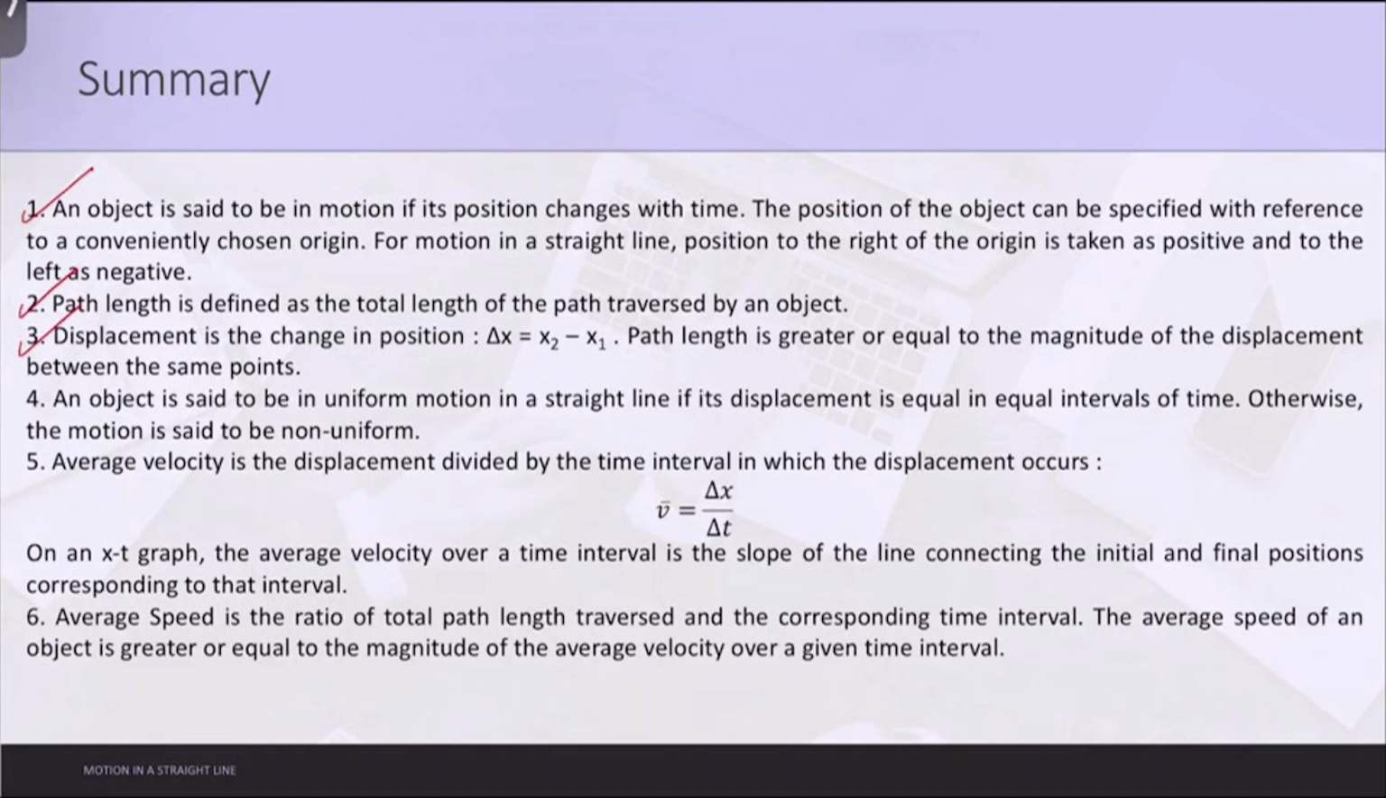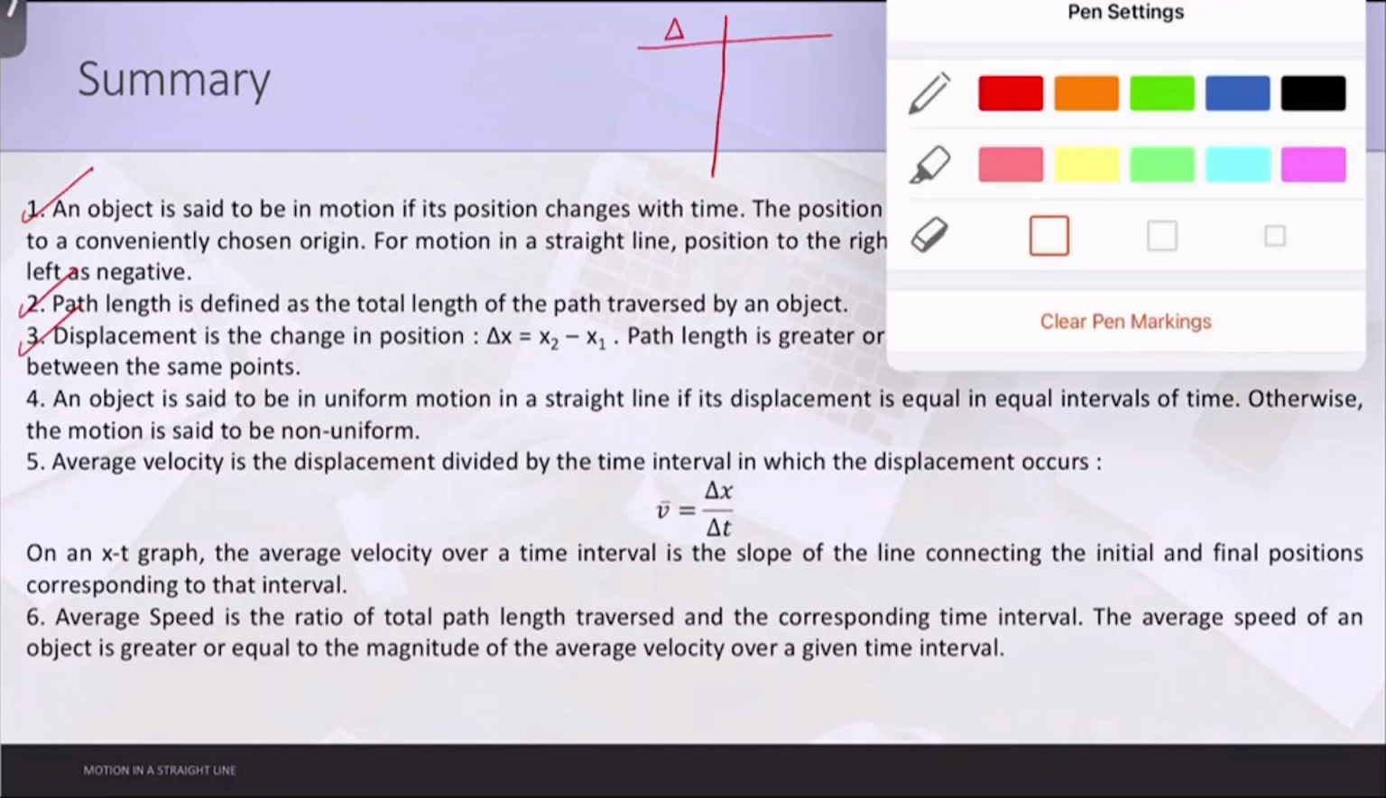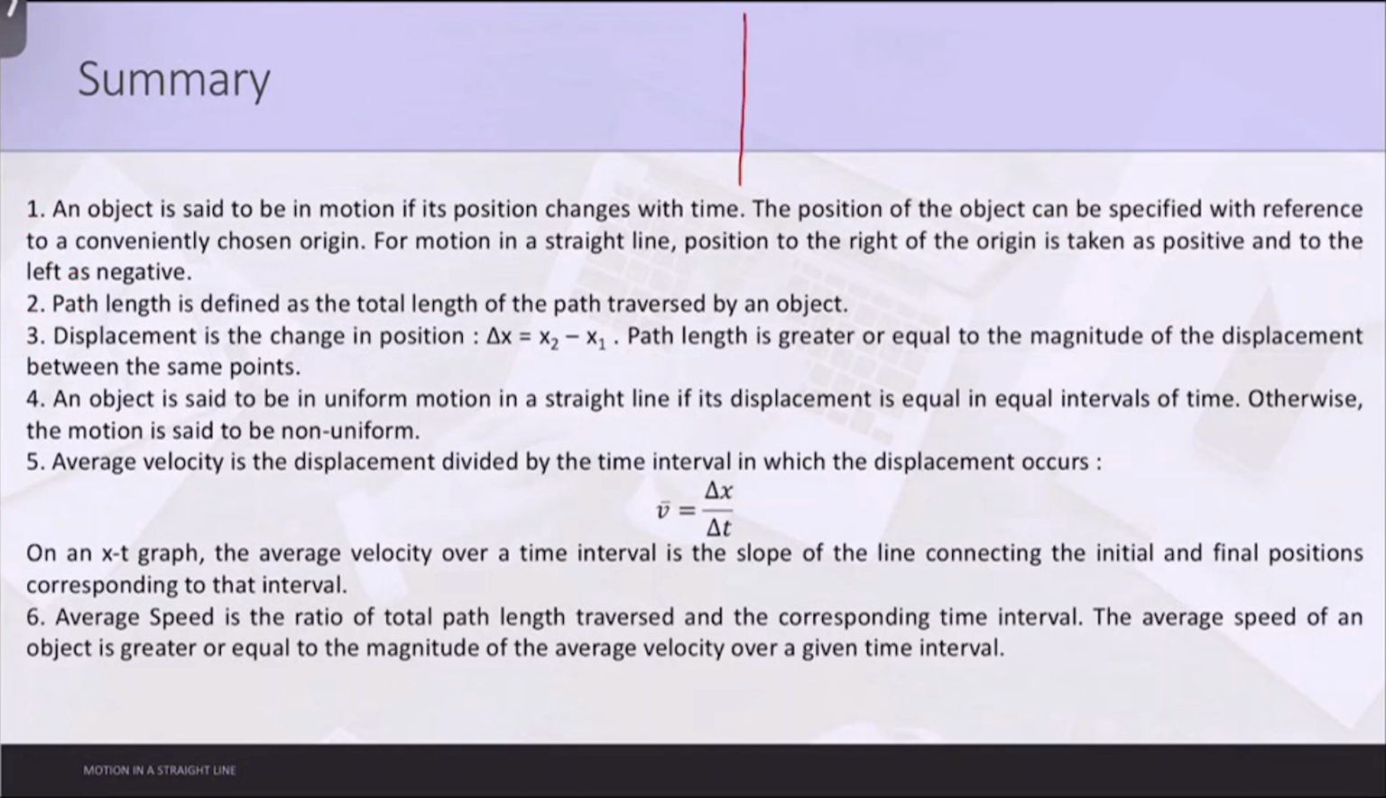Next thing is an object is said to be in uniform motion in a straight line if its displacement is equal in equal intervals of time. Okay, so let's take an example. I also took this example when I tried to understand it. Let us take that this is t, this is x. At t is 0, x was 0. At some time t it was 5. At time 2t it was 10. At time 3t it was 15, and so on. And that means that this is under uniform motion.